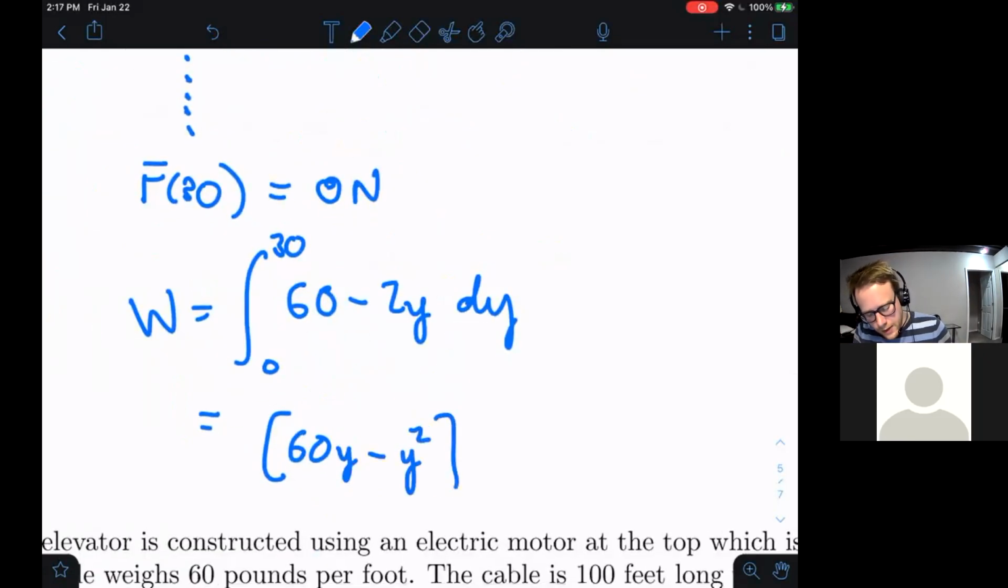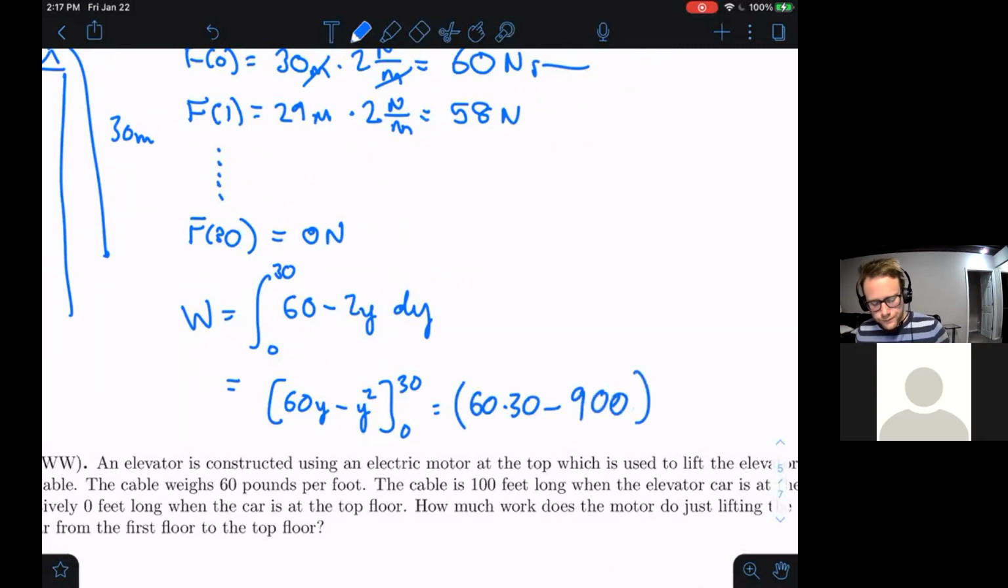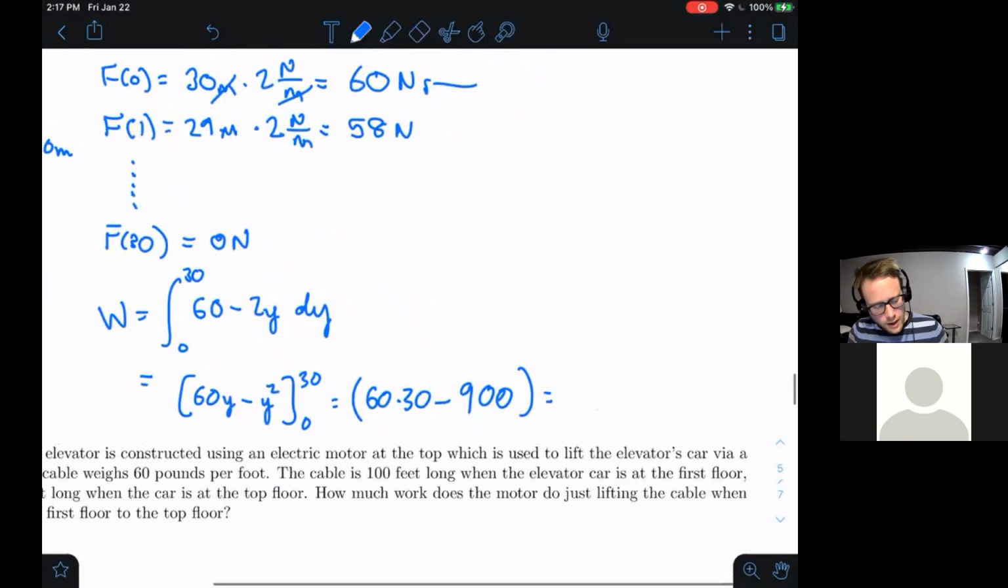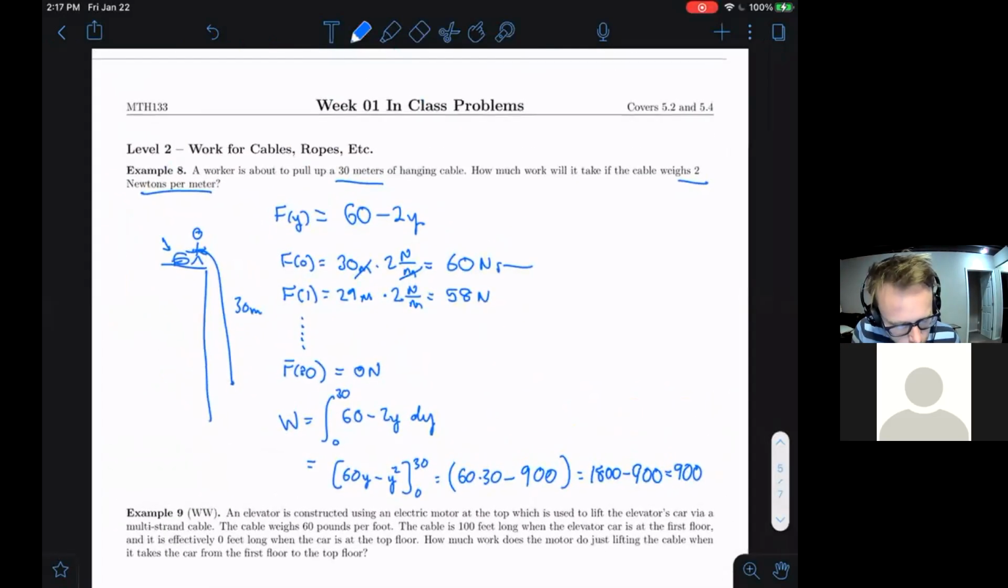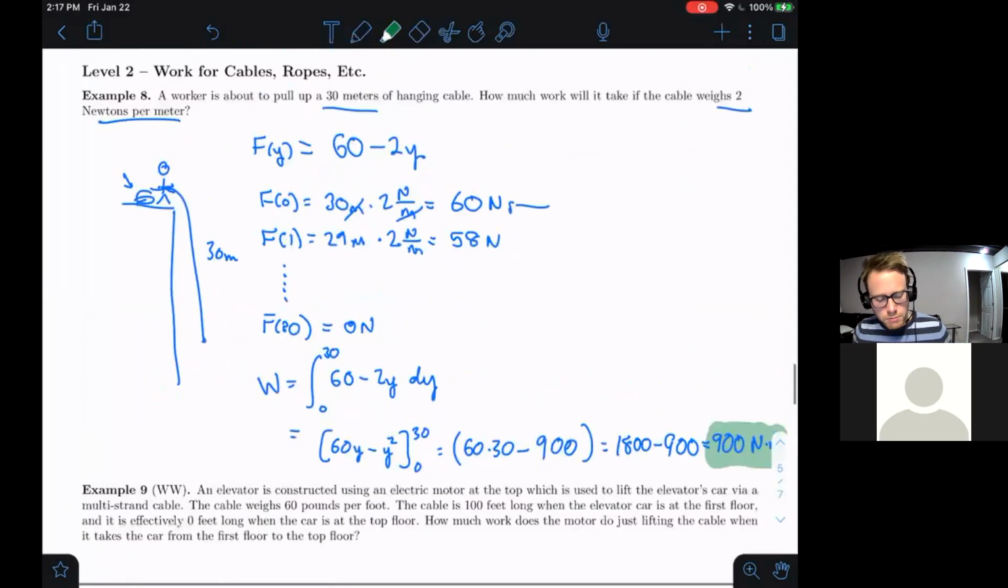60y minus y squared. Evaluate from 0 to 30. Of course, when you plug in 0, it's not very exciting. You just get 0. When you plug in 30, we have 60 times 30 minus 30 squared. Well, I know 3 squared is 9, and 10 squared is 100. 30 times 60, well, 3 times 6 is 18, and we got a couple of zeros. So 900, and this was newtons and meters. So Newton meters. My final answer here is 900 Newton meters.